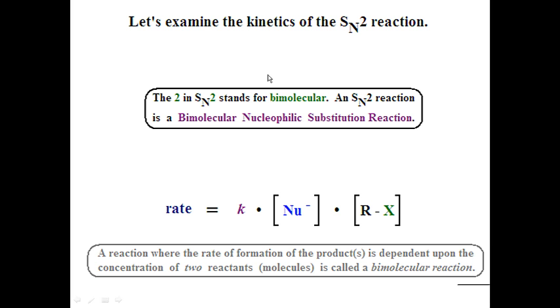Okay. So this just kind of sums up that general chemistry, the idea that the 2 is bimolecular, and the reaction where the rate of formation is dependent on the concentration of two reactants. That's what's called the bimolecular reaction.